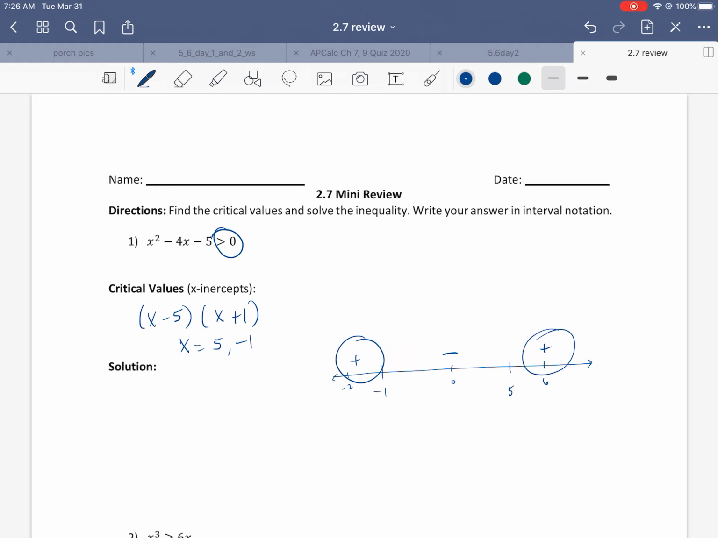are on the outsides of the graph, just like we saw on the Desmos graph. So we want to be careful now. It's just a greater than. It's not an equal to. So we're going to use parentheses, interval notation from -infinity until -1, union, parenthesis, 5 until infinity. That would be the answer to this inequality.